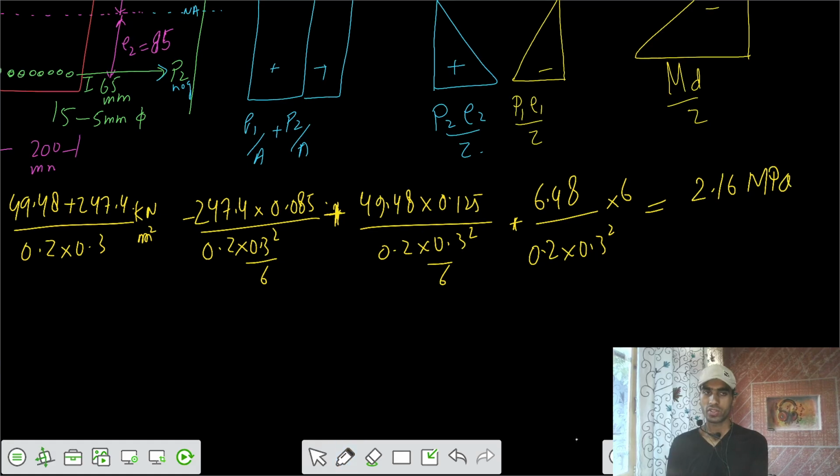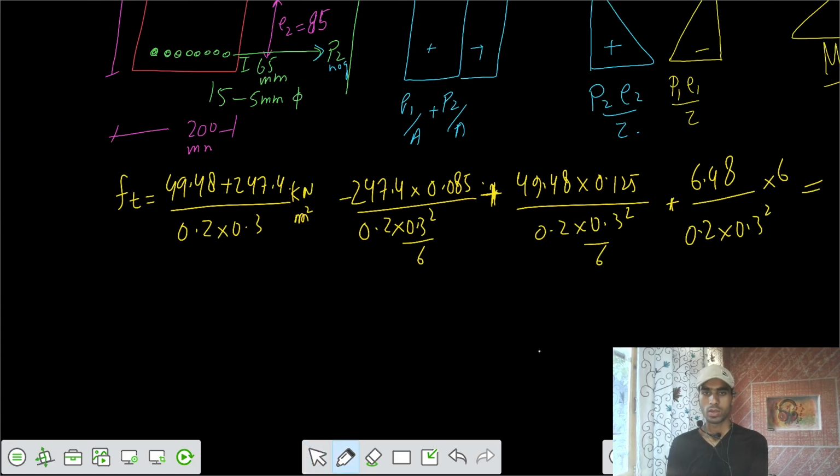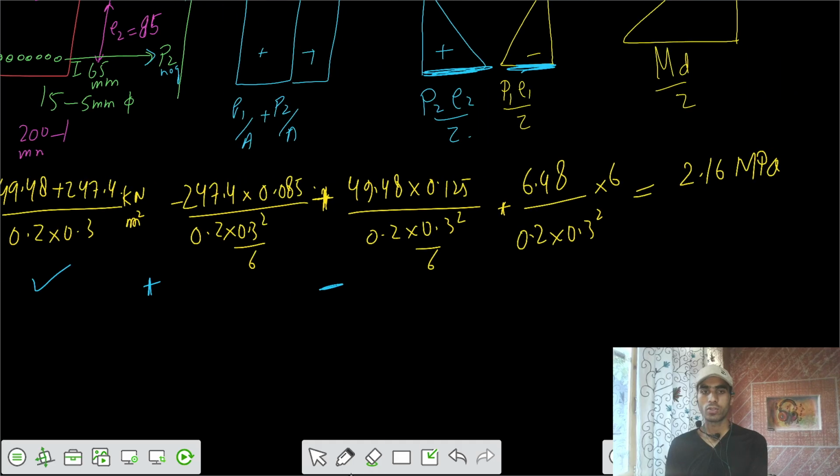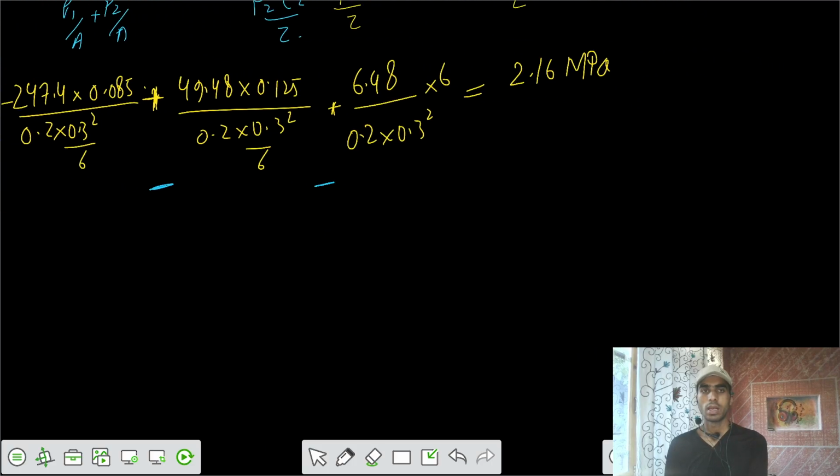And we need to calculate stresses at the bottom. F bottom would be the same. After that we have a positive part, so this part is positive. After that we have this part negative, so negative. After that the final value is also negative. So I have to have a negative value here. So finally your stresses would be the same data except the sign gets changed.